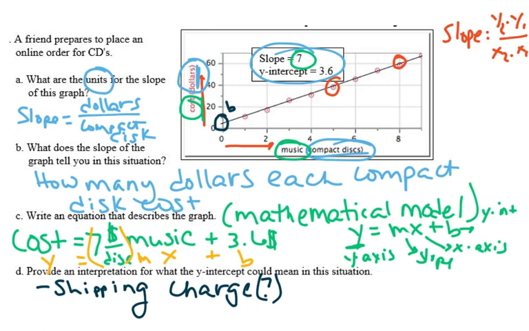Something like that. Okay, so what we did here was look at a graph and interpret the axes. We looked at the slope and the y-intercept, and we used them to make a mathematical model. And then we also interpreted the y-intercept for this situation. So we're going to be doing a lot of that in physics.